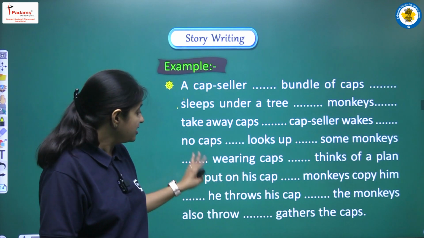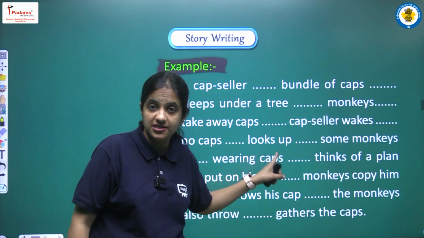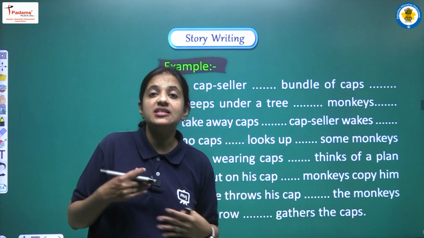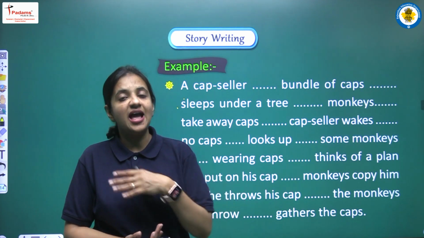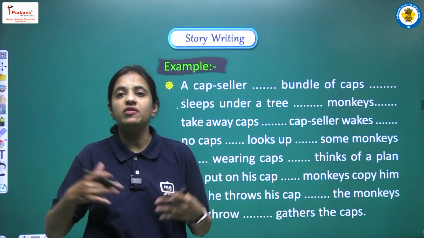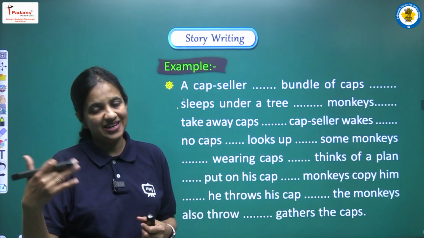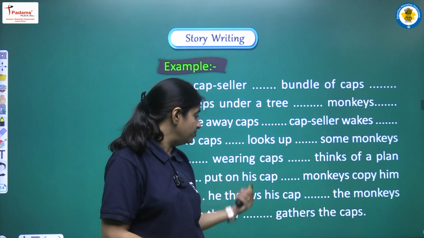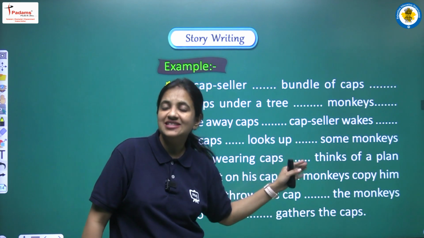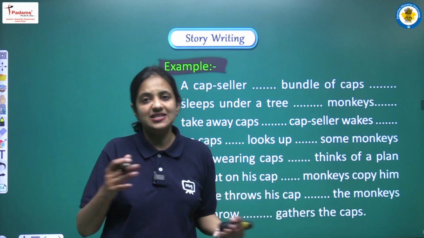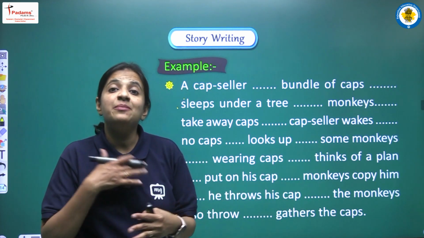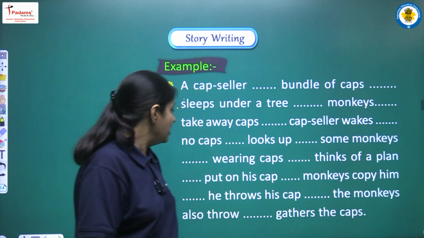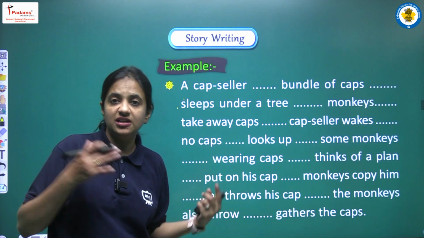According to the plan, the cap seller put on his cap. He knew that monkeys always imitate others, because it is the habit of a monkey that they always copy others. So because of this, according to his plan, he put on his cap, and yes, the monkeys did as expected. They imitated this and also copied the cap seller, and they also wore the caps.